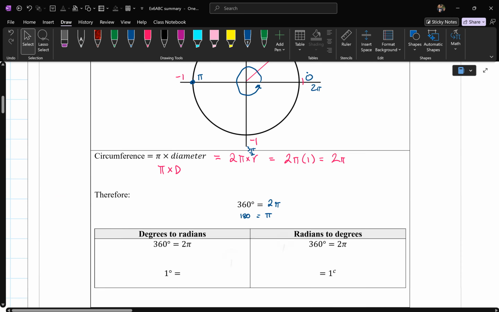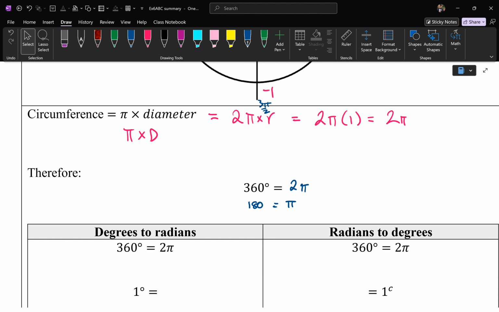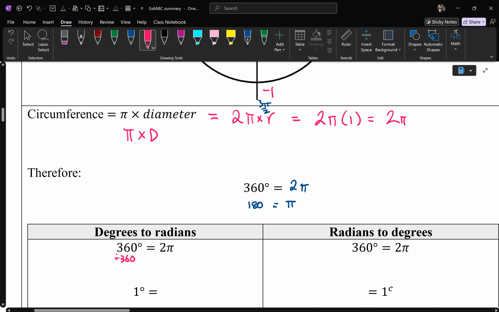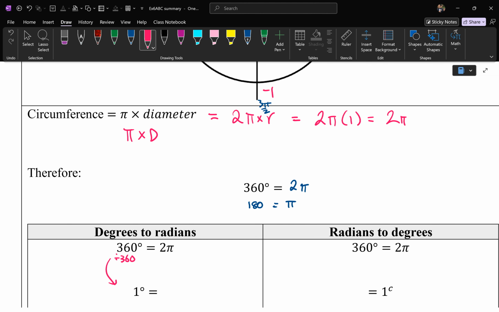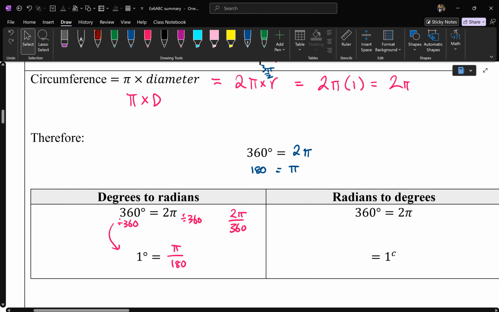Now, the conversion that they gave to you, which I've given to you here already, is this. If I know that 360 is equal to 2 pi, and I want to find out what 1 degree is equivalent to, all I have to do is divide 360 by 360. That will give me 1 degree. But then if I divide one side by 360 and the other side by 360, that now gives me 2 pi on 360, which nicely simplifies to pi on 180. And that's one of the first rules that you have in exercise 6A.